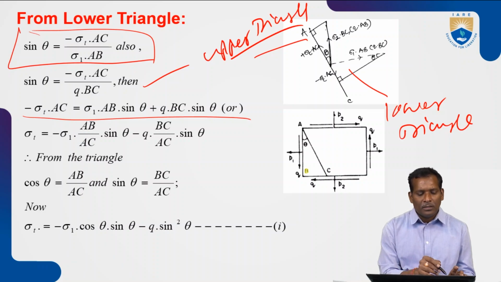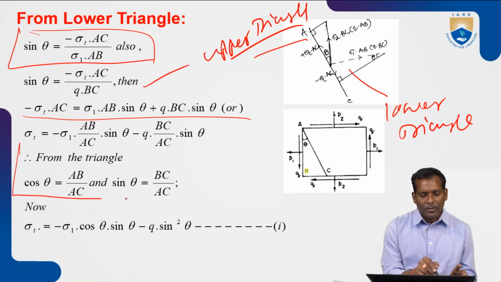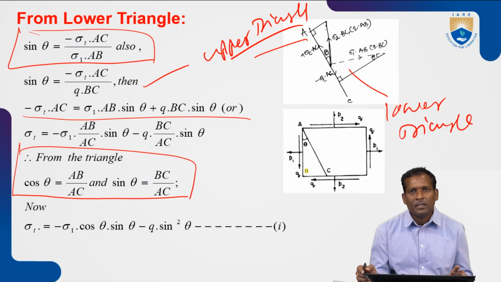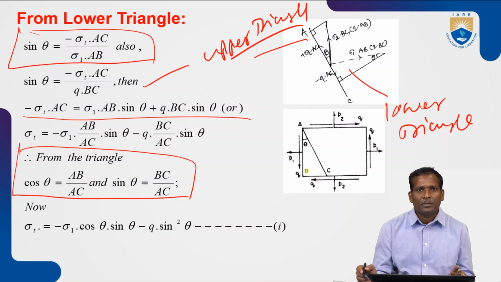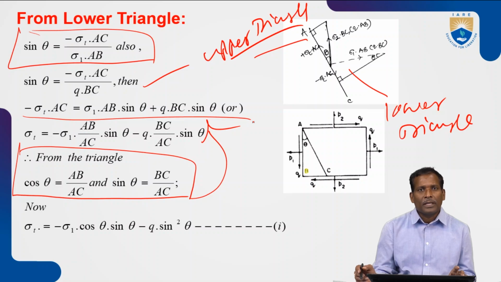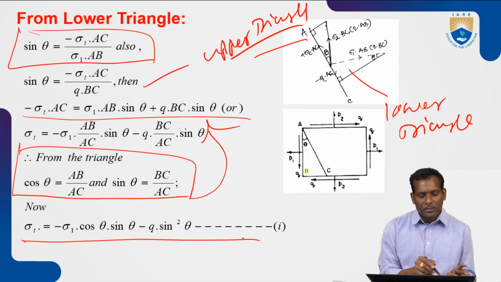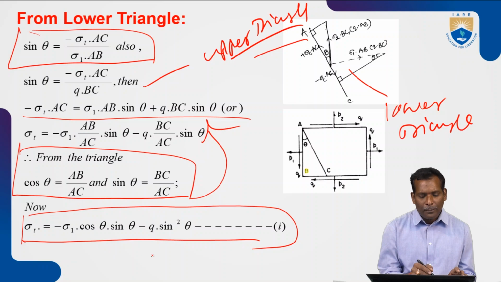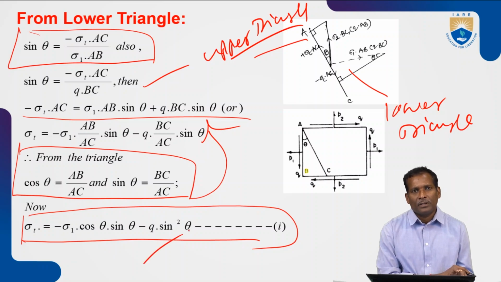So from the triangle you can write cos theta is equal to AB by AC and sin theta is equal to BC by AC. Now substitute AB by AC in this equation, so you will get sigma t is equal to minus sigma 1 cos theta into sin 2 theta minus q sin square theta.